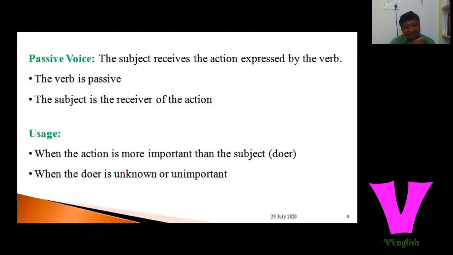And why is it used in the language? When the action is more important than the subject. Dear students, we use passive voice when the action is given more importance than the subject.